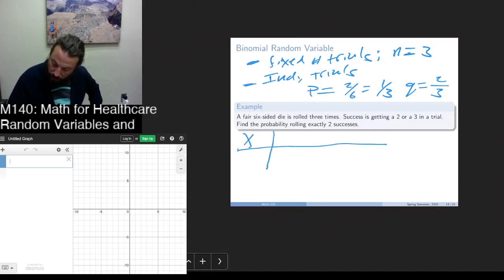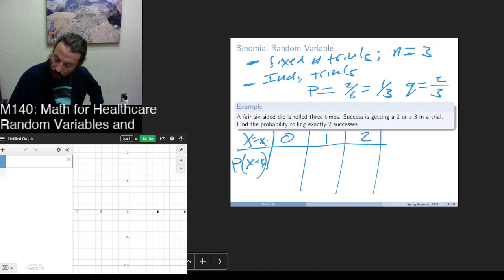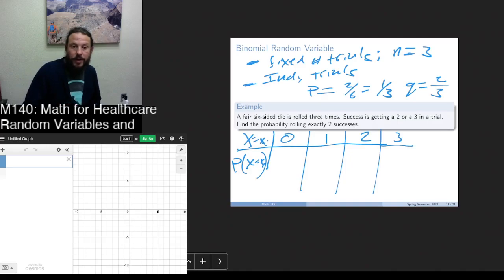I'm just going to start building a probability distribution. It can be what? We could get 0, 2s, or 3s. We could get 1, 2s, or 3s. We could get 2, 2s, or 3s. Or we could get 3, 2s, or 3s. Now we have to find these probabilities.